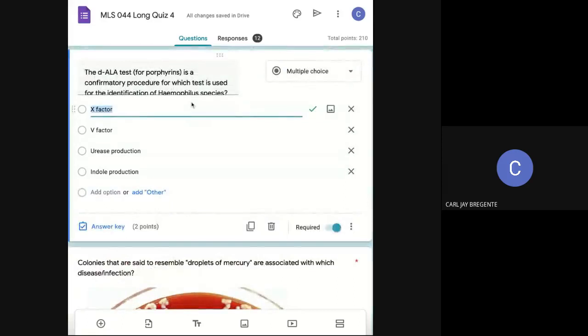The delta ALA testing or test for porphyrins is a confirmatory test procedure for which factor used for the identification of Haemophilus species? That is your X factor. Your X factor requirement for the growth of Haemophilus species is a must. So ALA testing is for the X factor enzyme, the X factor requirement.